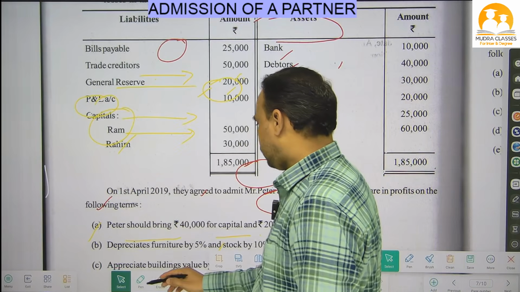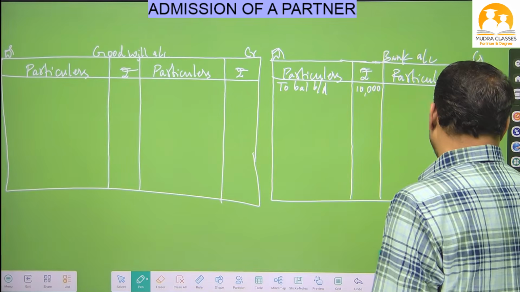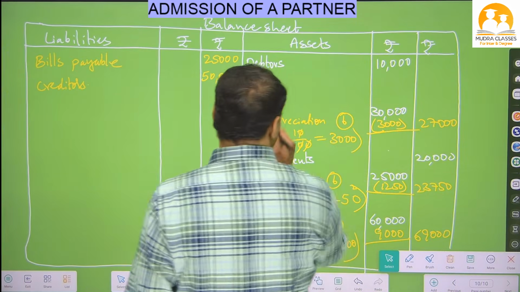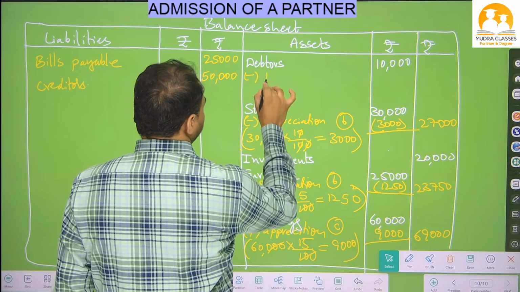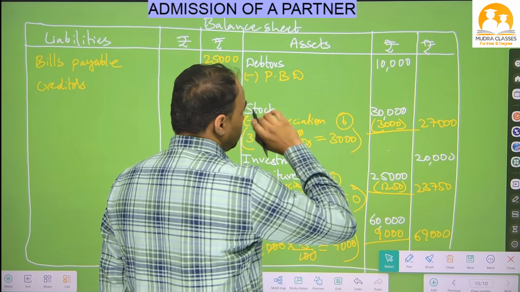Let's see. Next one, debtors. Beta, debtors on debtors 5% given in the question. So this is the debtors less PBD. PBD means provision for bad debts. How much percentage given? 5%.